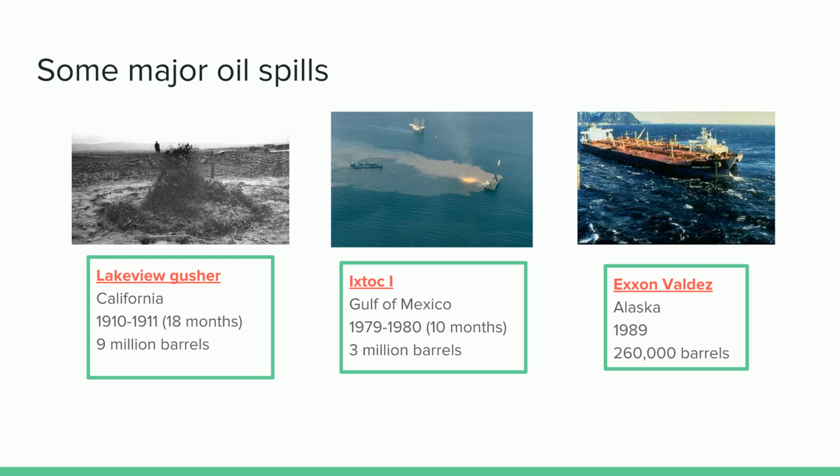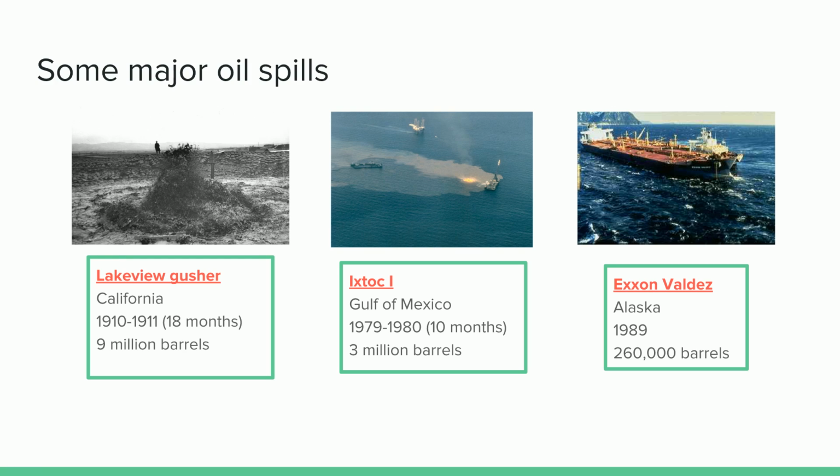Slightly larger was the Ixtoc-1 oil spill. This happened in the Gulf of Mexico. The Deepwater Horizon oil spill also happened in the Gulf of Mexico, but the Ixtoc event happened about 20 years earlier in the Gulf of Mexico. This was a Mexican company doing this drilling that ended in disaster, and around 3 million barrels of oil was spilled over a period of about 10 months when that oil spill happened. So the Deepwater Horizon oil event was bigger than Ixtoc. It was around 5 million barrels, so less than Lakeview Gusher by a significant margin, but more significant than Ixtoc.